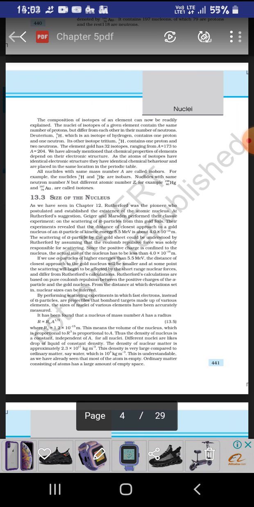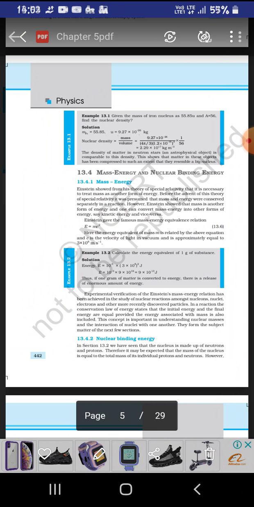R = R0 A^(1/3). Also, mass-energy of the nucleus and binding energy. Einstein showed, in the theory of special relativity, that it is necessary to treat mass as another form of energy. Before the advent of special relativity, it was presumed that mass and energy were conserved separately in a reaction. So E = mc² is the Einstein mass-energy equivalence relation, where c is the speed of light in vacuum, approximately equal to 3 × 10^8 m/s.